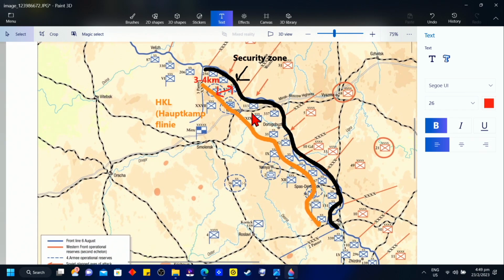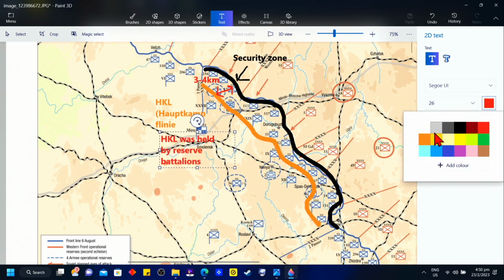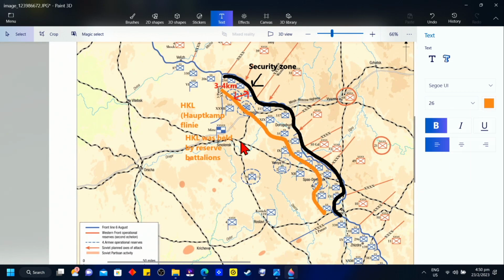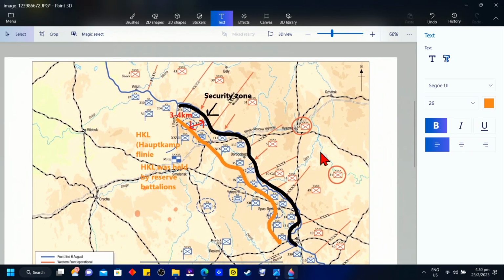Yeah, correct. So the HKL was held by reserve battalions.